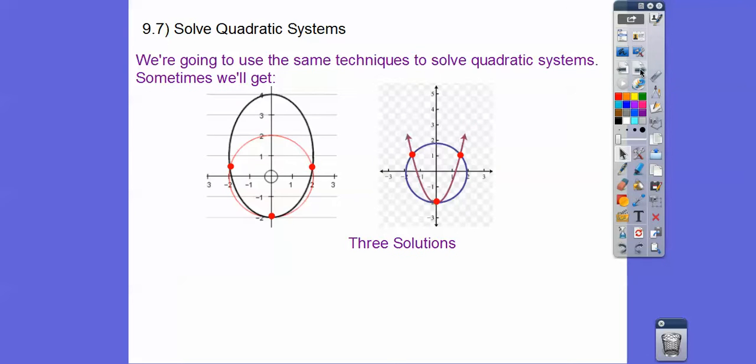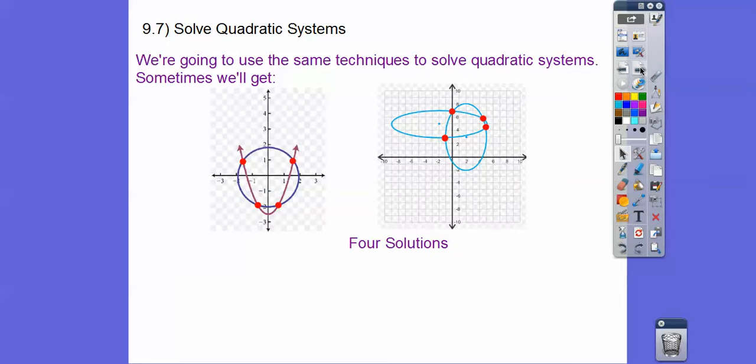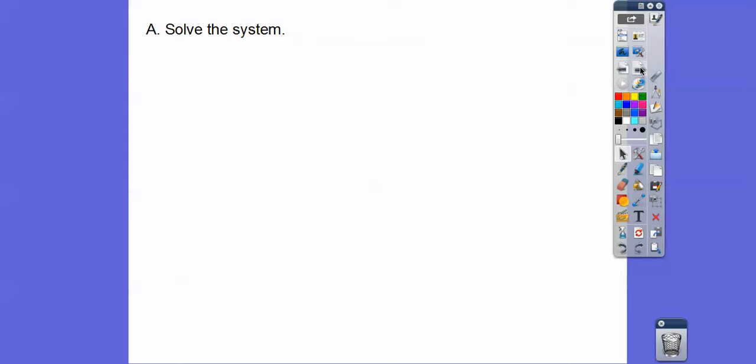Here's three solutions. Here's an ellipse intersecting a circle in three spots, and here this circle and this parabola are intersecting in three spots. Here's four spots. So you can get 0, 1, 2, 3, or 4 solutions on these. All right, let's solve each system.